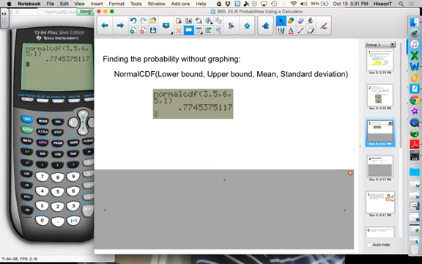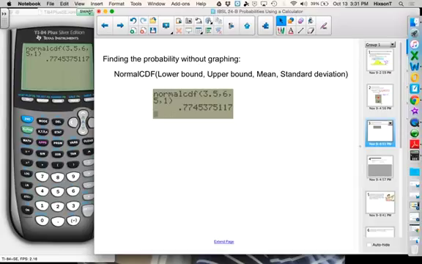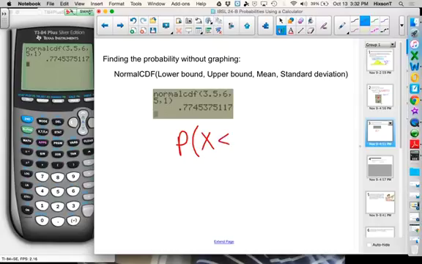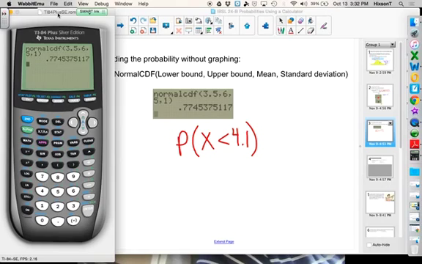Now, one thing that can be a little bit tricky with this one is getting whole ranges of values. Like, what's the probability that x is less than, let's say, 4? Well, I don't want to do 4 because that's right on the standard deviation. Let's do 4.1. Okay? Well, you look at this and you say, everything is going to be the same except for that 3.5, but I want to go to negative infinity.